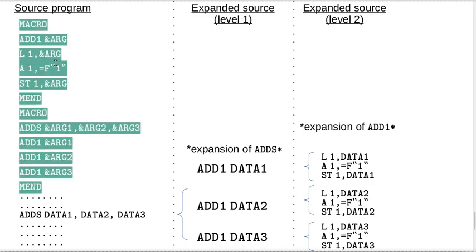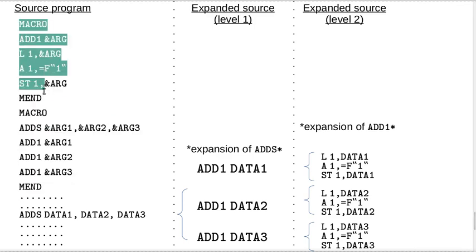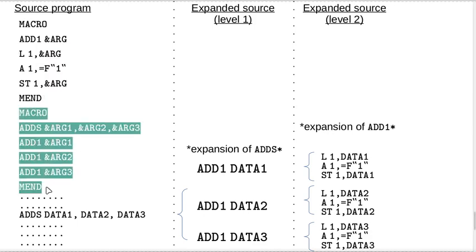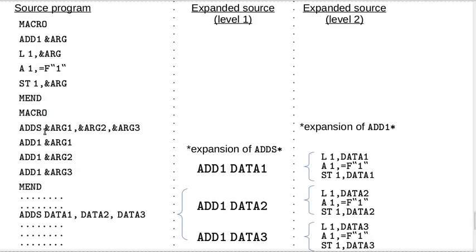This is the macro definition, where the first part is the definition of the macro ADD1, and the next part is the definition of the macro ADDS. Here the same thing is being followed, where the macro ADDS is using 3 arguments and it is issuing calls to the macro ADD1 by using one argument after another. So this is nothing but the source program, and somewhere in it we have issued a call to the macro ADDS by passing 3 arguments, data 1, data 2, and data 3.